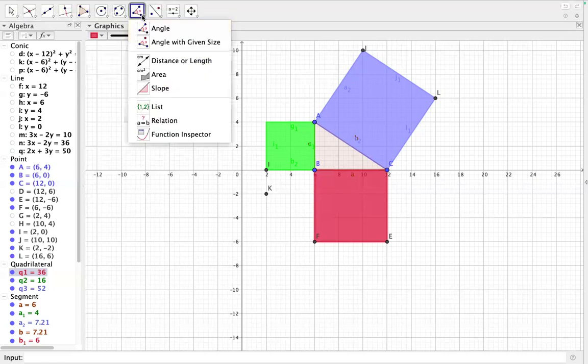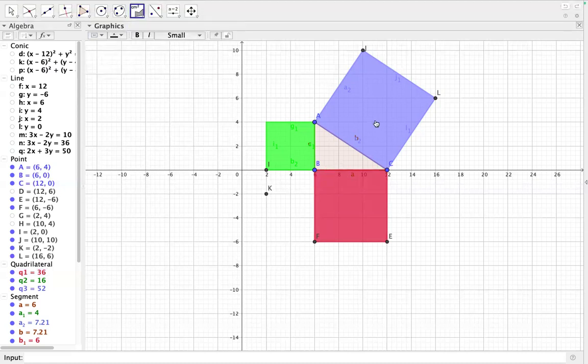So let's go to the angle tool and find the area of these three sides. You realize that this area plus this area will give us the area of the hypotenuse. The area of the square on the height here is 16. The area of the square that is formed on the base here is 36. And when you add 36 to 16, you get 52. That's why we are saying that this squared plus this squared is equal to this squared.